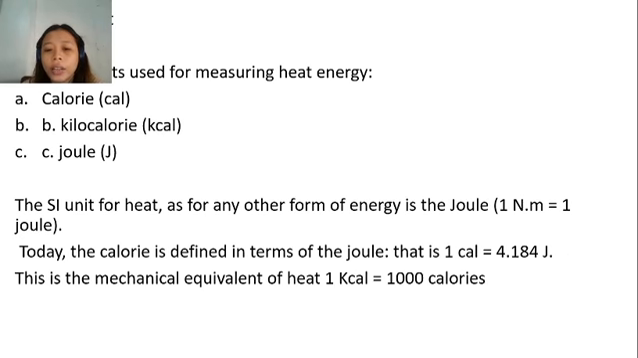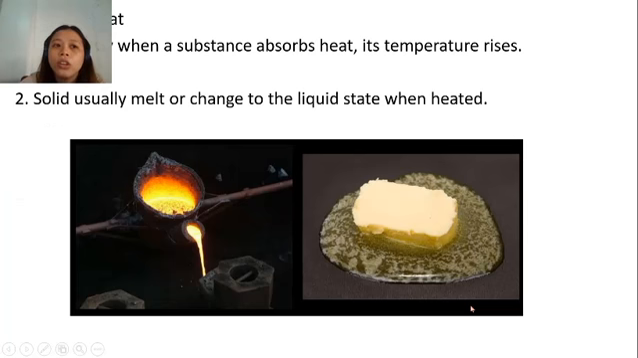1 kilocalorie is equal to 1,000 calories. So, for example, if the given in the problem is 1 kilocalorie, it can be converted into 1,000 calories. And then the calories can be converted into joules, where 1 calorie is equal to 4.184 joules.